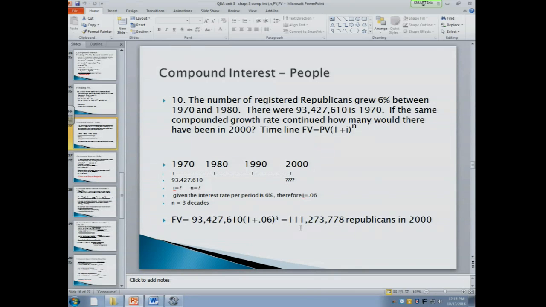You could say, oh, so Republicans are going to be 100% of the population by the year 2020. That is not true. That's how you can take statistics and create statistics to validate your statements.